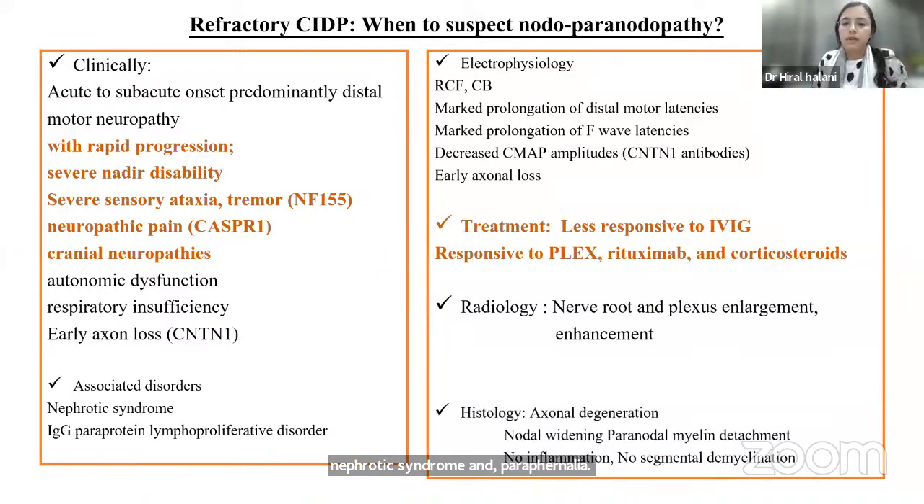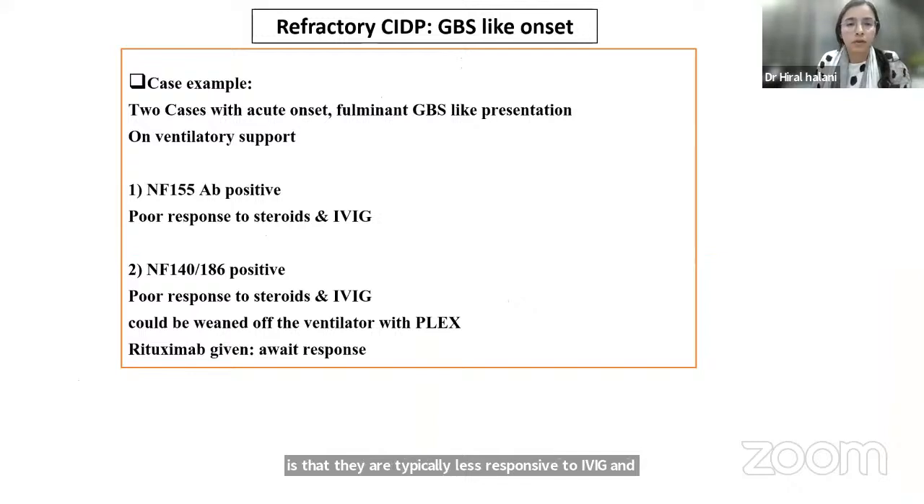Important thing about these neuropathies is that they are typically less responsive to IVIG and responsive to plasma exchange and rituximab. So early use of rituximab is favored.